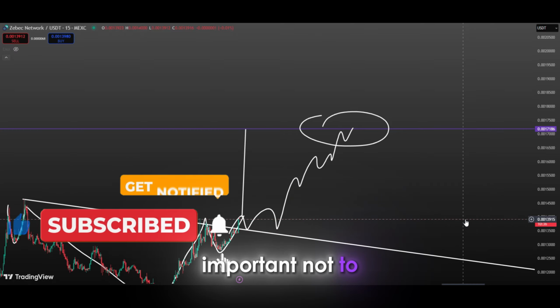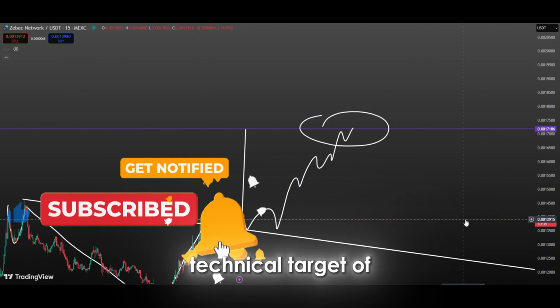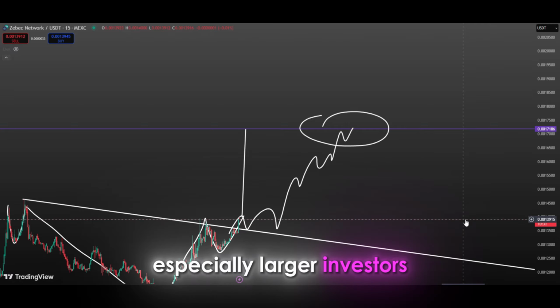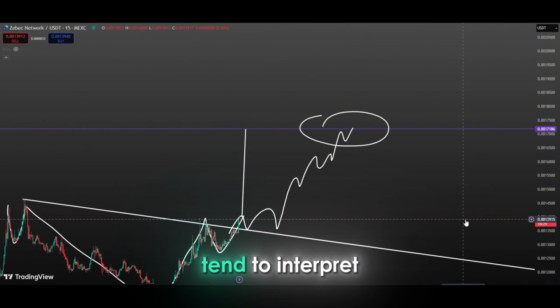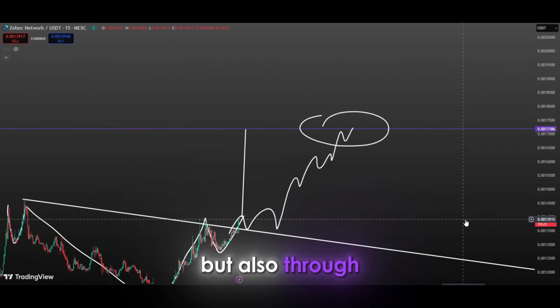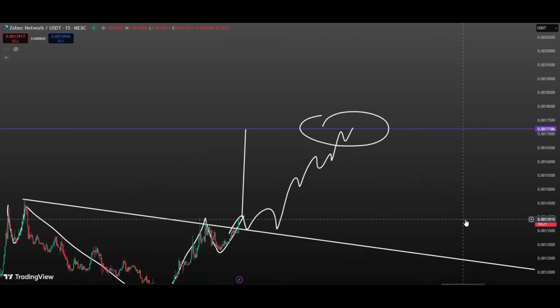However, it's important not to limit the analysis to just the technical target of the pattern. These types of structures also often reflect psychological shifts in the market. Especially larger investors and algorithmic systems looking for bottoming signals tend to interpret these patterns as confirmation of a trend reversal. Therefore, once the neckline is broken, significant buy orders typically enter the market, supporting the upward movement, not only technically, but also through the dynamics of supply and demand.